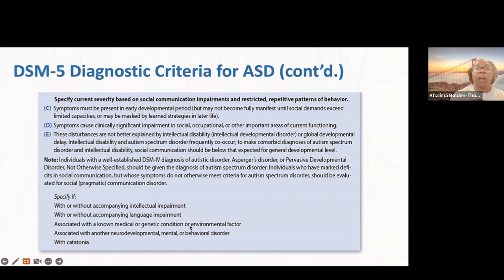So a lot of the kiddos that I've done evals on may have Klinefelter's or DiGeorge syndrome. A lot of these, like 13q11, a lot of these genetic disorders often come with developmental delays, social communication issues, motor disturbances, etc. So they get the autism diagnosis as well, associated with another neurodevelopmental, mental, or behavioral disorder, or with catatonia.